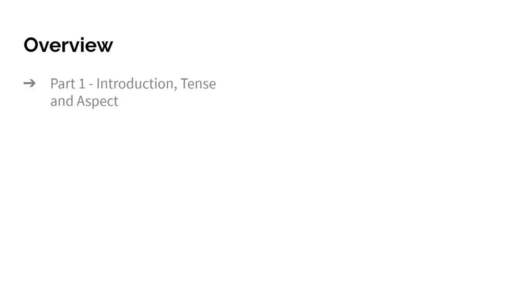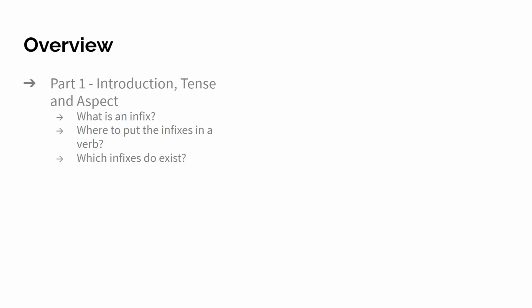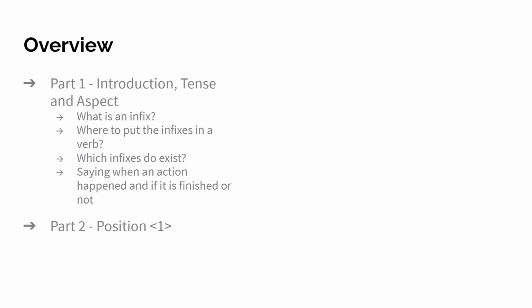Part 1: introduction, tense and aspect. We look at what an infix is, where to put the infixes in a verb, and which infixes exist. So basically today we get the overview of the whole topic: what it is and how to use it, so we can directly use what we learned. We will learn some first small infixes, namely when an action happens and whether it is finished or not, so tense and aspect.